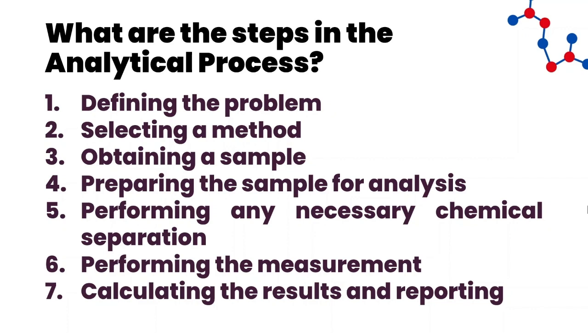The fifth step is performing any necessary chemical separation. In this step, we remove interfering substances if needed. The sixth step is performing the measurement. This is to carry out the chosen analysis from the second method. In this step, we will carry out the chosen analysis by weighing, by titration, spectroscopy, and many other methods. Lastly, we will calculate the results and report it. We'll process the data, express the results clearly, and present the findings.